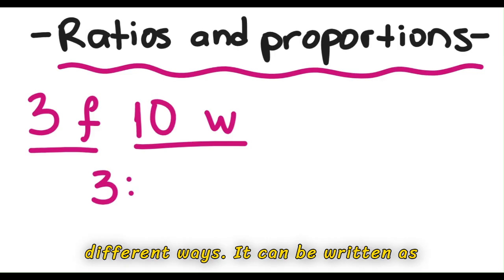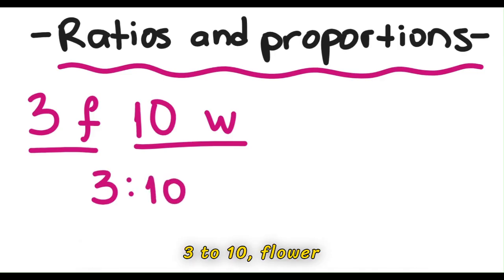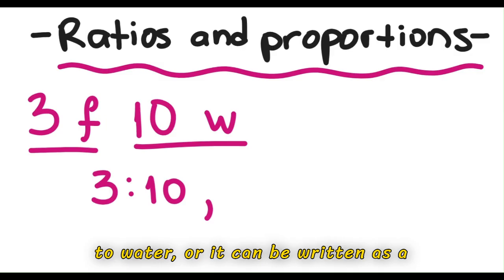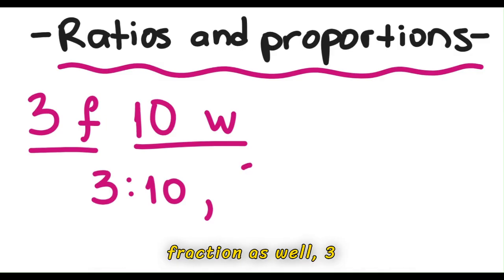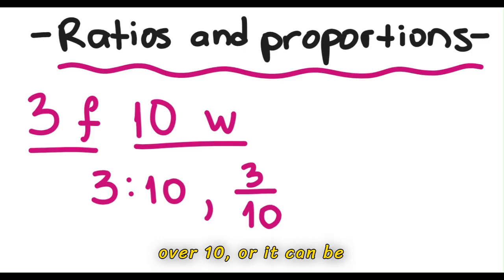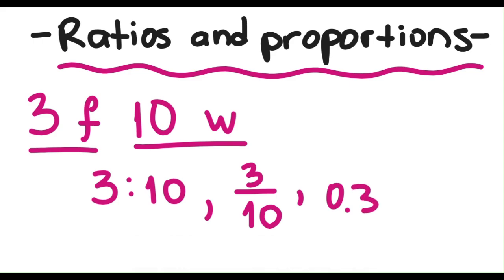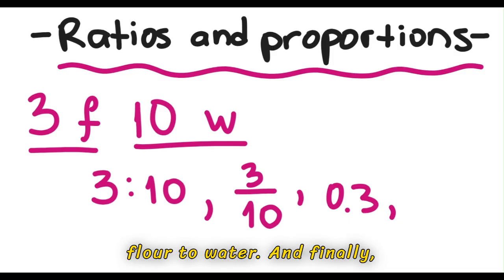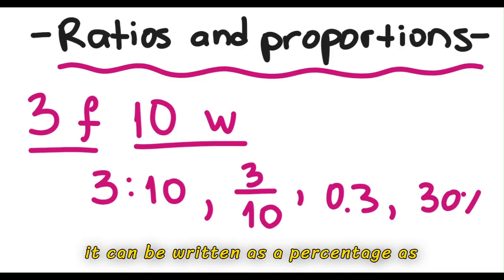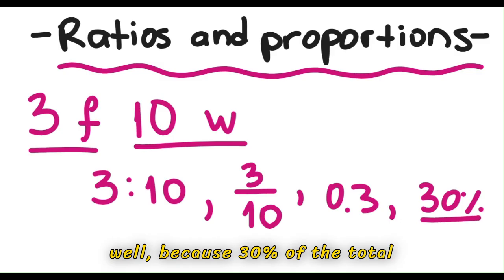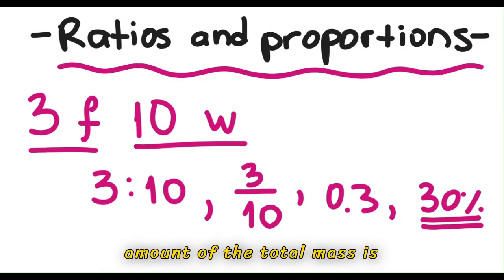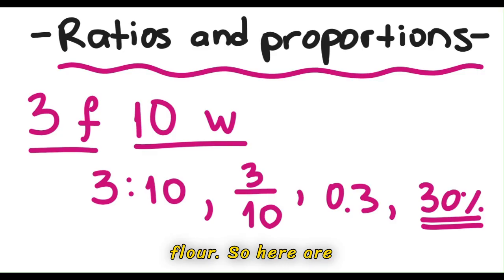It can be written as 3 to 10, flour to water, or it can be written as a fraction as well, 3 over 10. Or it can be written as a decimal number, 0.3, because 3 over 10 is 0.3, right? Flour to water. And finally, it can be written as a percentage as well, because 30% of the total amount, of the total mass, is flour. So here are some amounts.